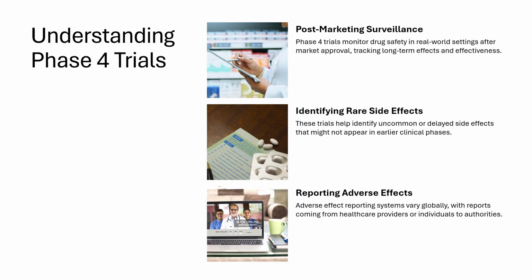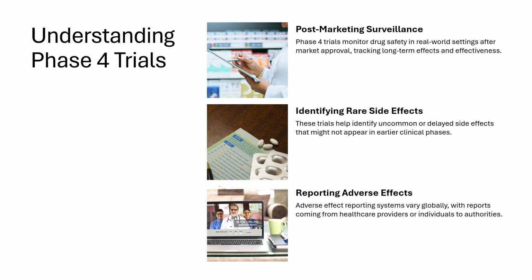Phase 4 trials occur after a drug has been approved by regulatory agencies and is available to the public. Just because a treatment is approved doesn't mean the monitoring stops. In fact, this phase helps assess how the drug performs in real-world settings, outside of the controlled environment of clinical trials. Researchers look at how the drug works across a broader range of patients and conditions than were tested in the earlier phases. This is especially important for evaluating long-term effectiveness, real-world dosing patterns, and interactions with other medications.